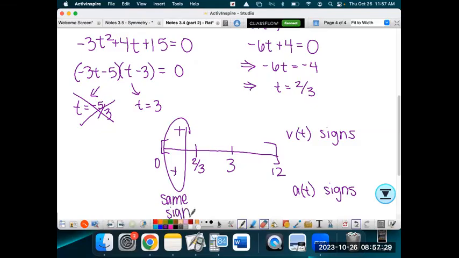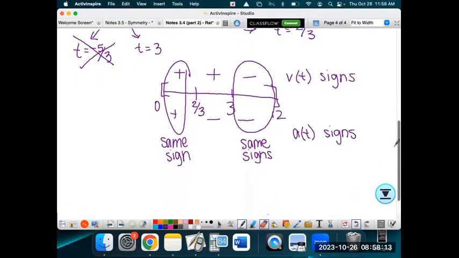I want you to do the next 2 sections, and I will have my signs appear in 3, 2, 1. So in the next section from 2/3 to 3 seconds, the signs are the opposite. So in that section, my particle would be slowing down. In the last interval from 3 to 12 seconds, I have the same signs again. So my particle would be speeding up. Because they are both negative though, that tells me that although it's speeding up, it's moving in the backwards direction. So that's okay.